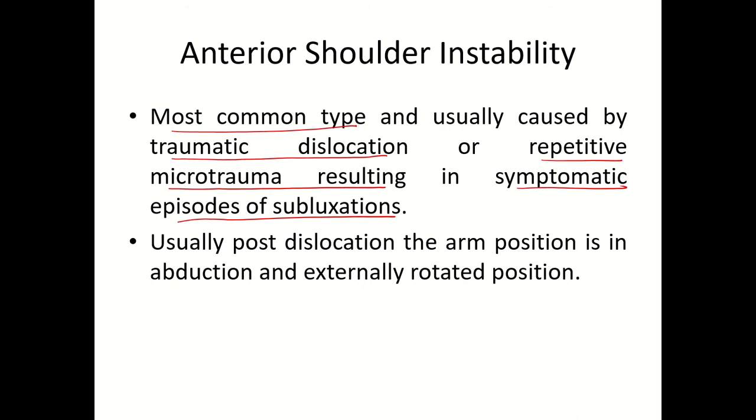Usually post dislocation, after the humeral head gets dislocated in the anterior direction, the arm position is abduction and external rotation. Now why does the patient maintain the abducted and externally rotated position? Internal rotation is going to impinge the rotator cuff, which passes beneath the subacromial space. Already the shoulder joint is anteriorly unstable. Once you rotate, the humeral head is going to move anteriorly, roll in the anterior direction. Definitely high chances of subluxation or dislocation. Hence the patient maintains external rotation.